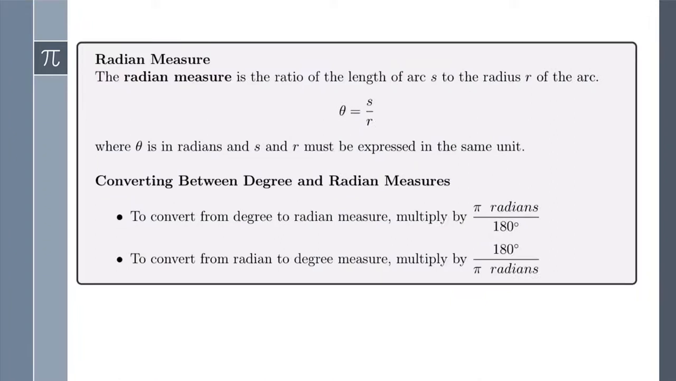So a degree is one way to measure an angle. There's another way to measure an angle, which is called the radian measure. The definition of radian measure is the ratio of the arc length to the radius.